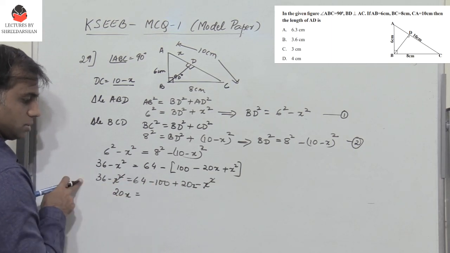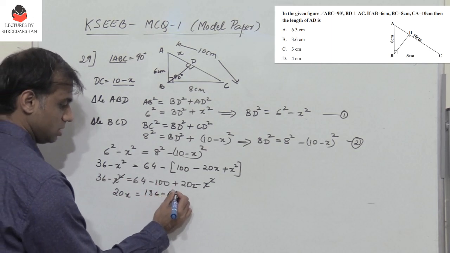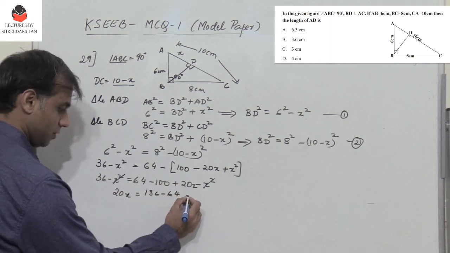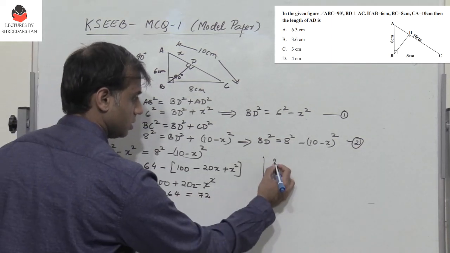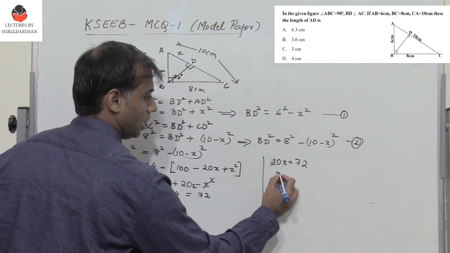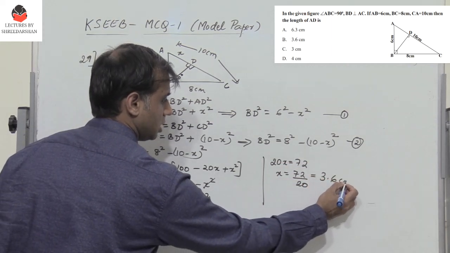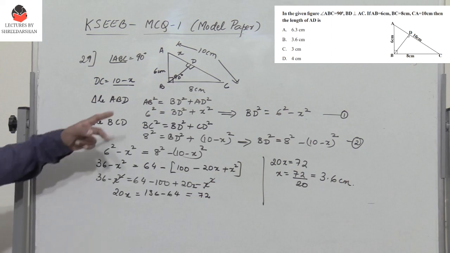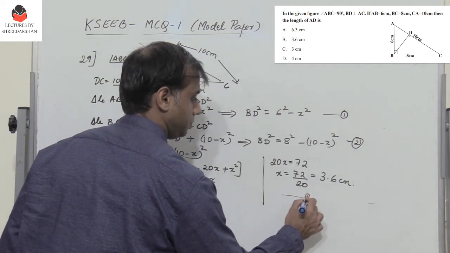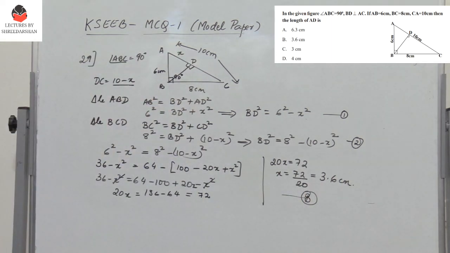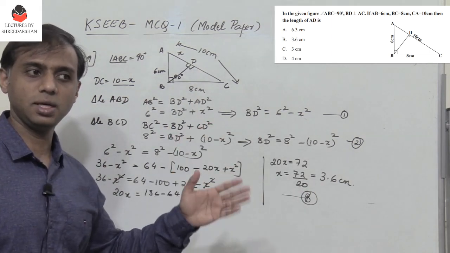I take all the other terms to the other side. So you get 100 plus 36 is 136 minus 64. So this is equal to 72. So 20x is equal to 72 and x is equal to 72 by 20, which is equal to 3.6 centimeters. So the value of x or AD is 3.6 centimeters and this corresponds to the answer B. So this is one problem which takes quite some time because you have a lot of calculations to do. Though it is an MCQ, this problem takes a lot of time.